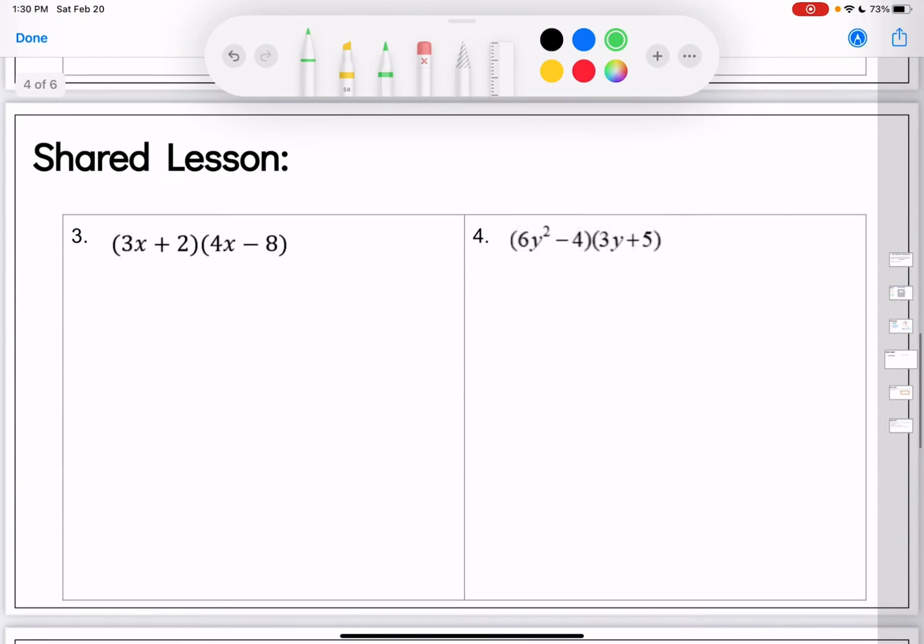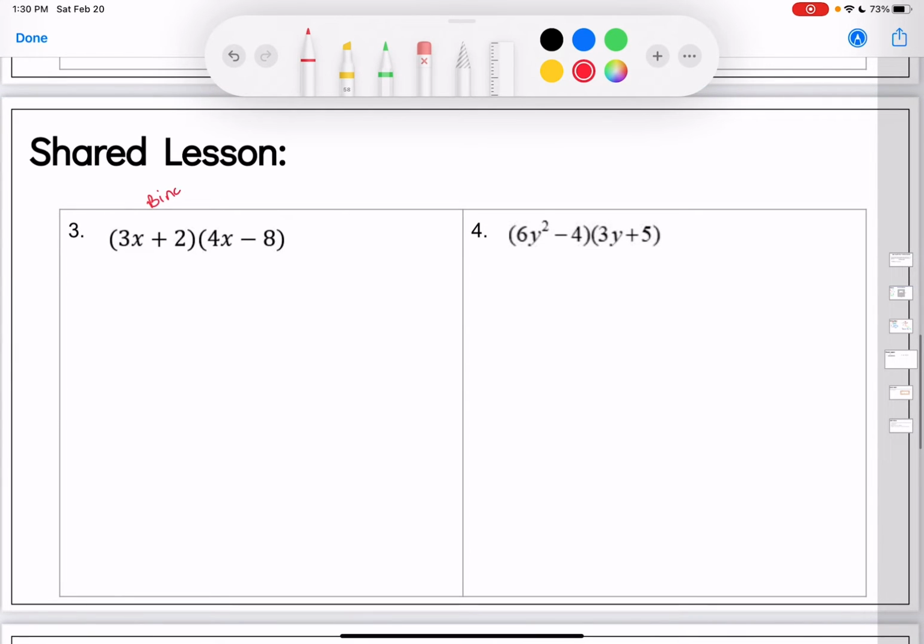All right, let's take a look at this one now. So this is a binomial, right, times a binomial. We can do that. Same process, actually. You just take every term in the first polynomial times every term in the second polynomial. So in this case, okay, 3x times 4x would give me 12x squared. I have 3x times negative 8 gives me negative 24x.